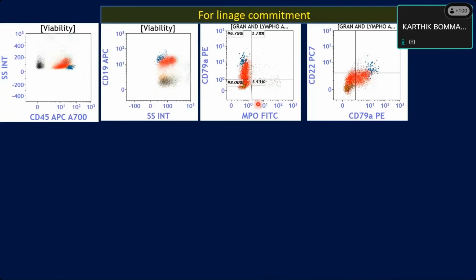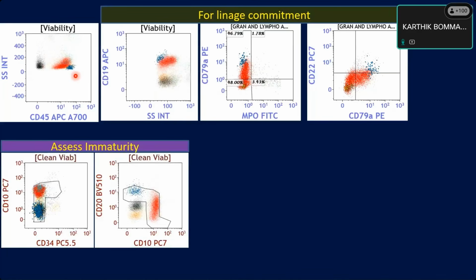In this case, it is negative for MPO, and cytoplasmic CD3 was also negative. I think I have not shown the plot. So CD45 dim cells, yes. CD45 dim cells which are positive for B cell antigens like CD19, CD79a, and CD22 means it has a B lineage commitment.